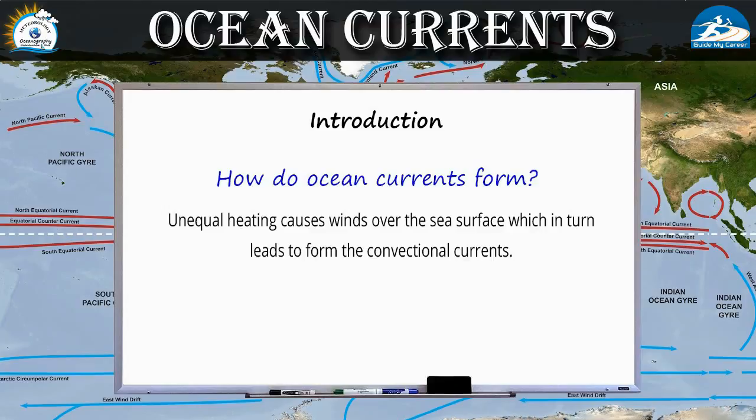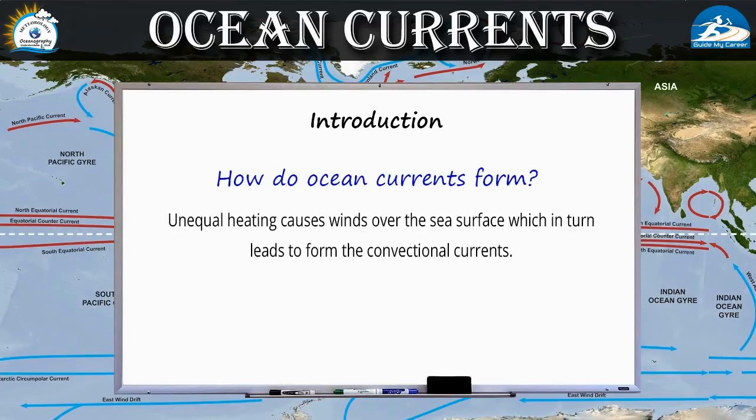And the third one, how do ocean currents form? This is one of the interesting things to explain, how these currents actually form over the sea or beneath the sea. The primary source is the sun, because the sun gives insolation to the earth. We get excess insolation over the equator when compared to the poles. So we get unequal insolation from equator to pole. This unequal insolation causes unequal heating, which again causes temperature variations from equator to pole.